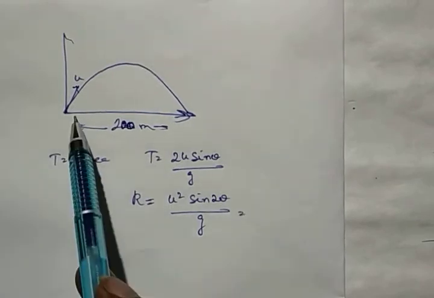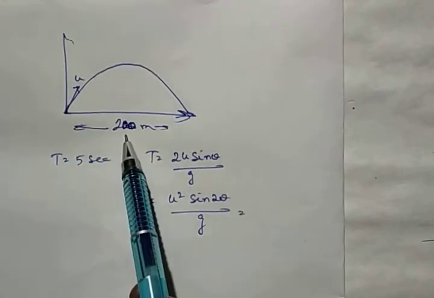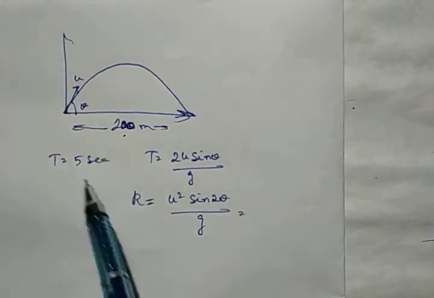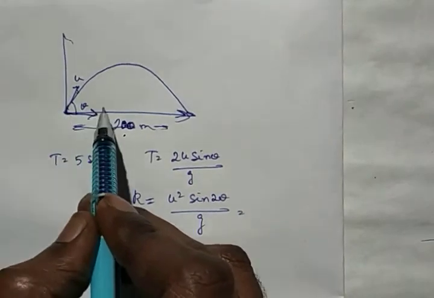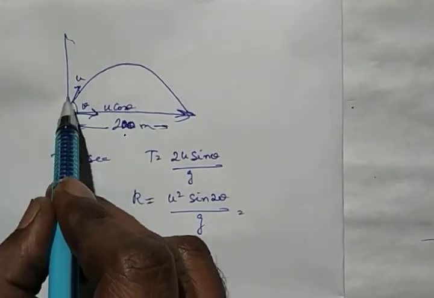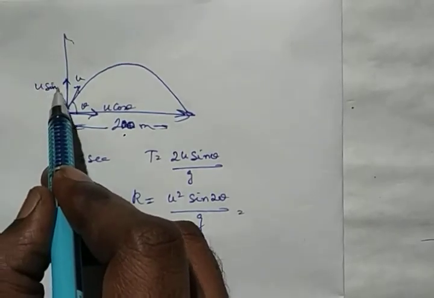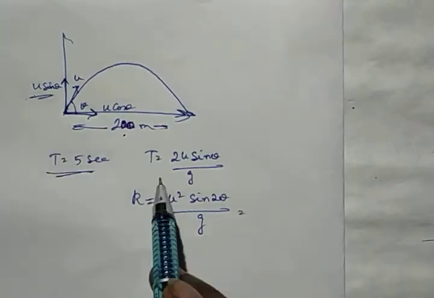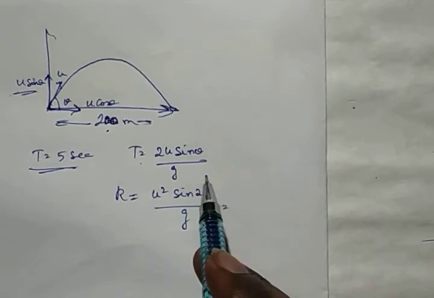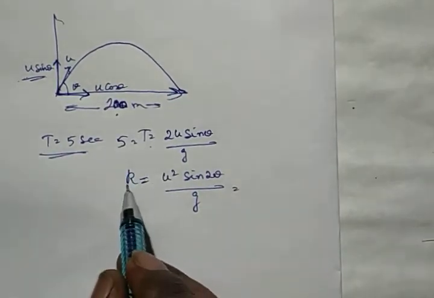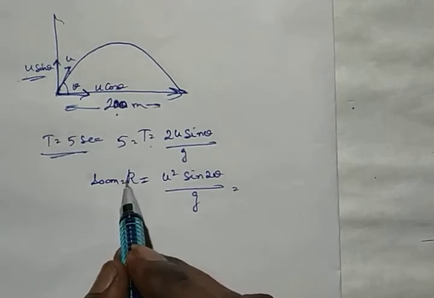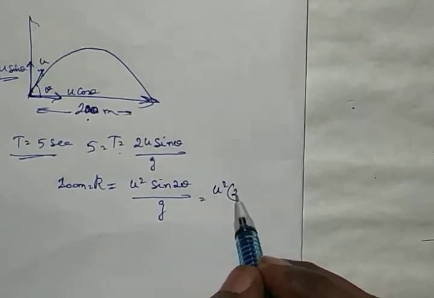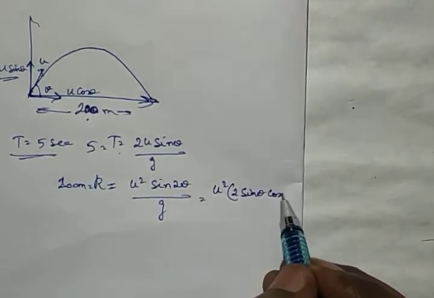So the diagram will go on like this. 200 meters is the range, u is this velocity, and it makes an angle theta here. So we are asked to find out this velocity, what is u cos theta, and this velocity, what is u sin theta. The total, what is u sin theta totally, we need to find out. So t is equal to 5 seconds, it's given here. So you can write here t is equal to 2u sine theta upon g, so that is 5 is equal to 2u sine theta upon g. Range is also given here, 200 meters is equal to u square sine 2 theta upon g. Expand this one, u square into 2 sine theta cos theta upon g.